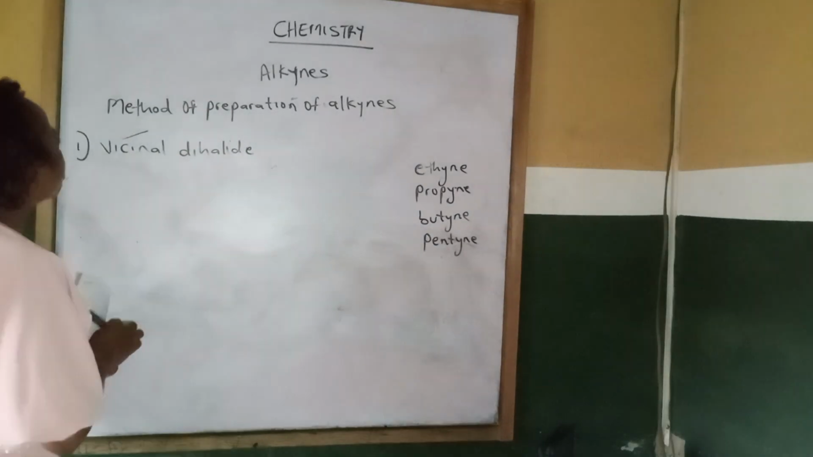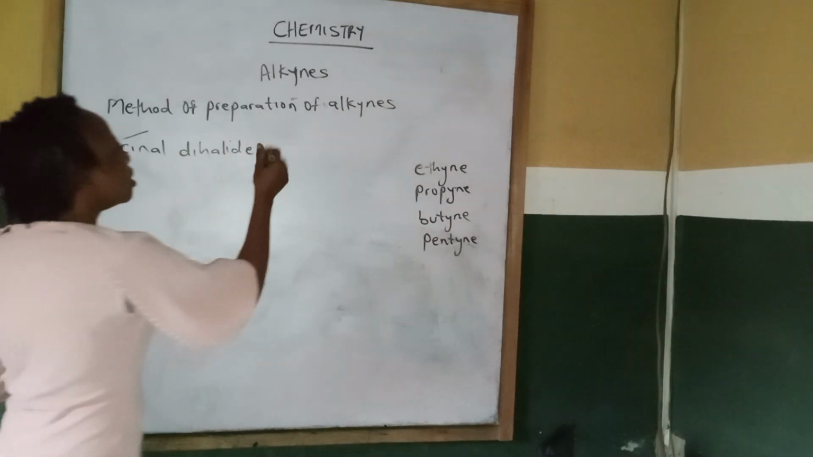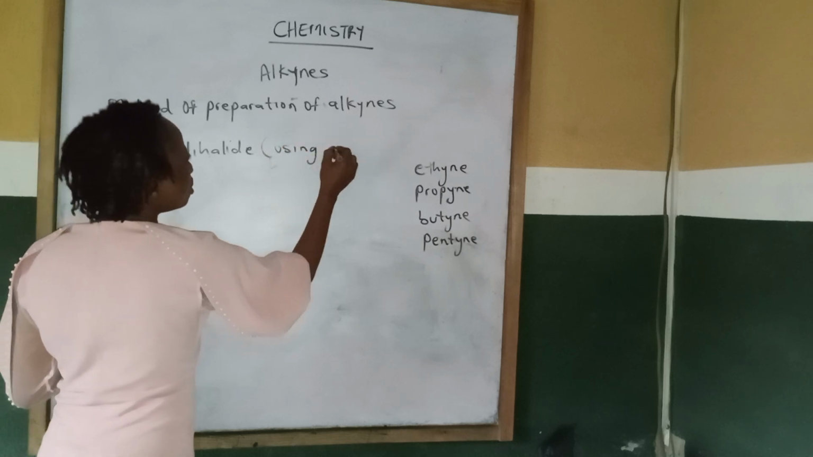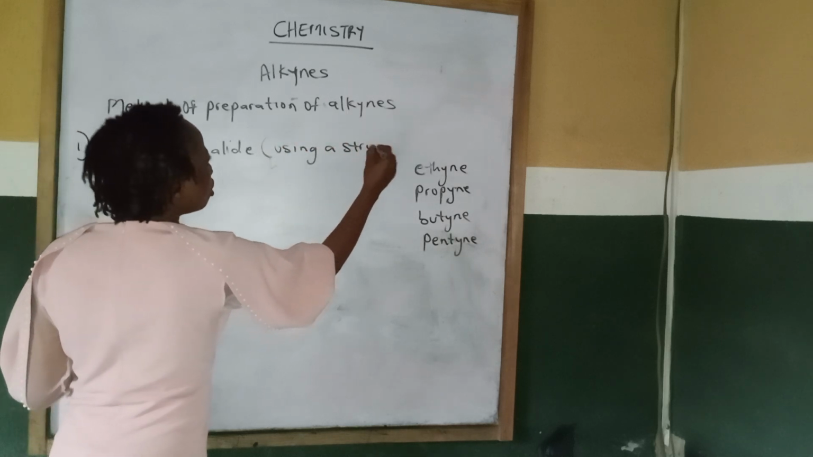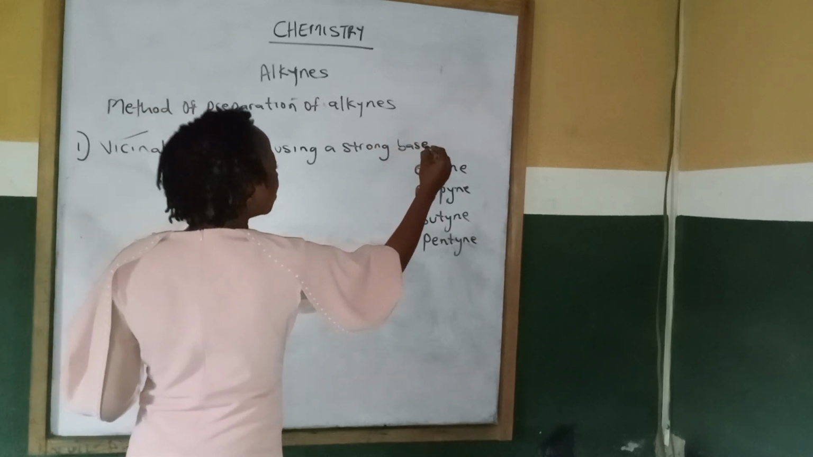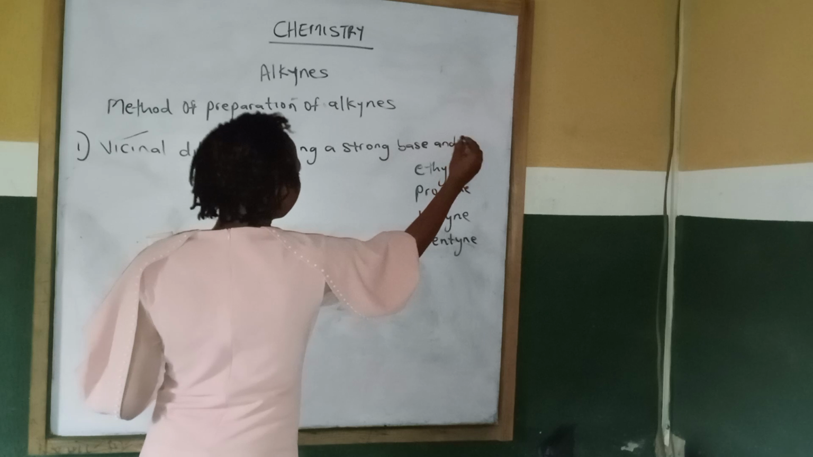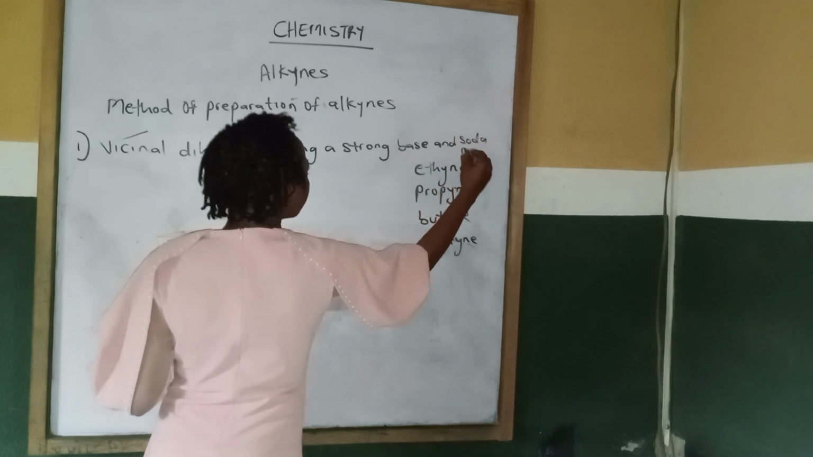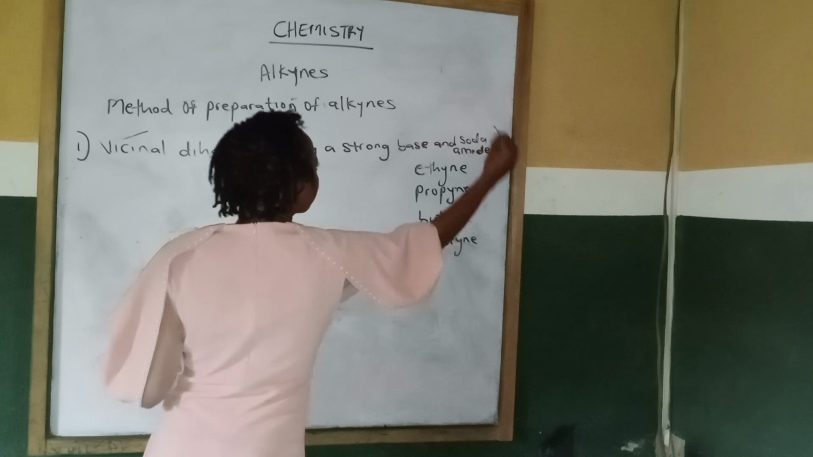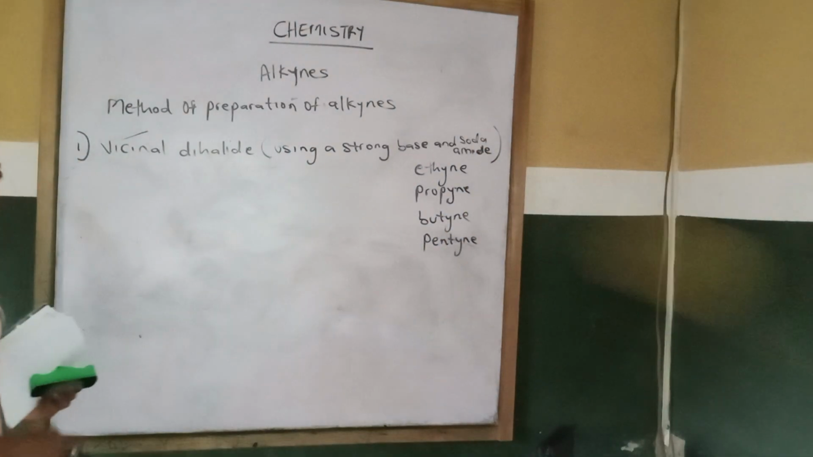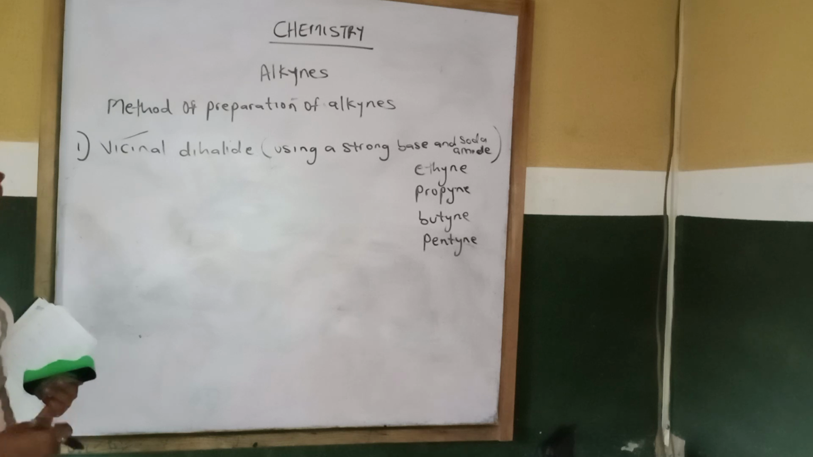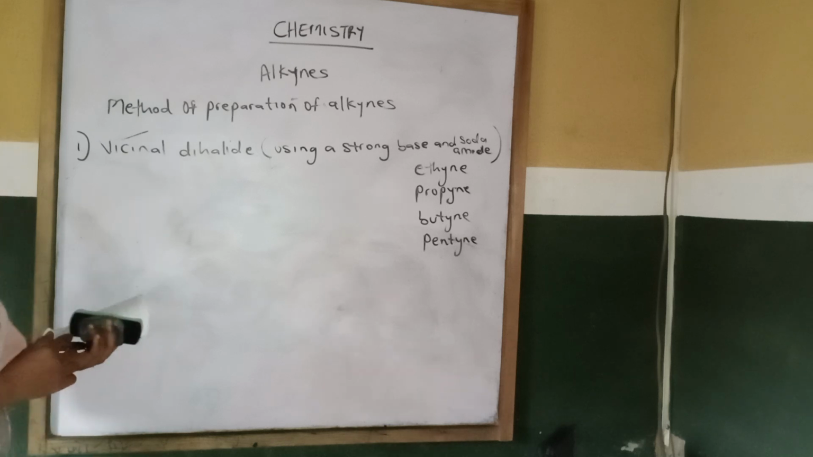We prepare members of this alkyne by using a strong base and soda amide. So the reaction will take place in the presence of a strong base and soda amide.